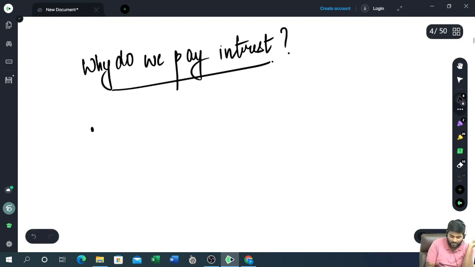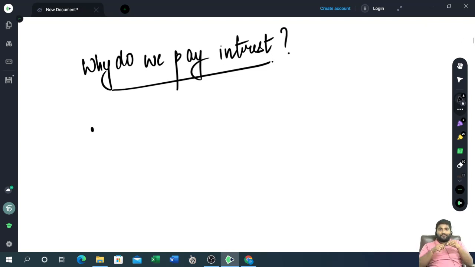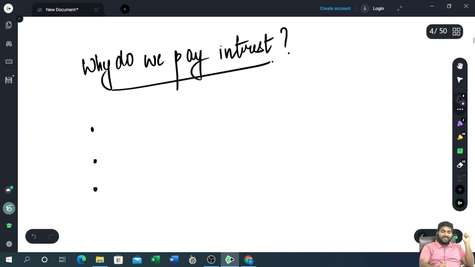Write down. First bullet. Value of money decreases over time. Very good background, Piyush Kalra. I like it. Very, very good. Value of money decreases over time. Next is credit risk. Third one is opportunity cost.